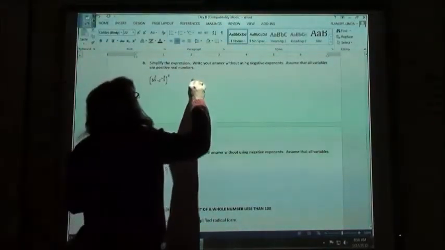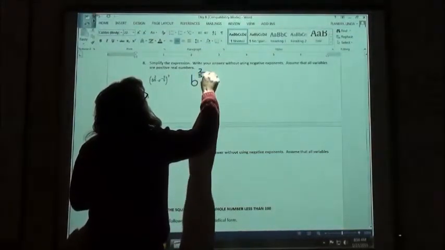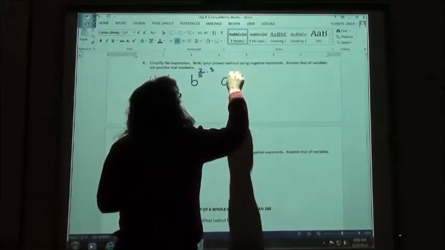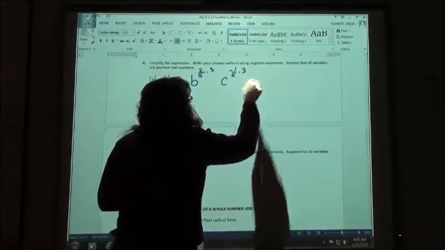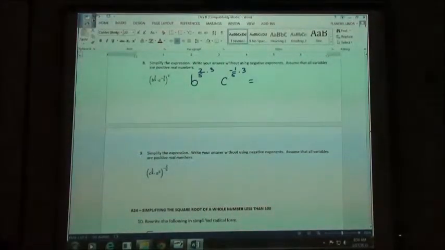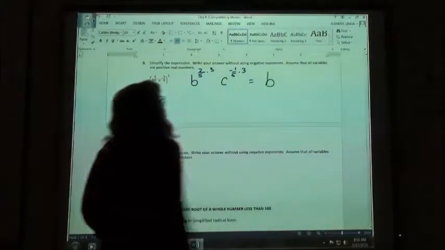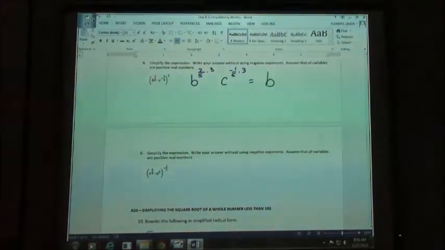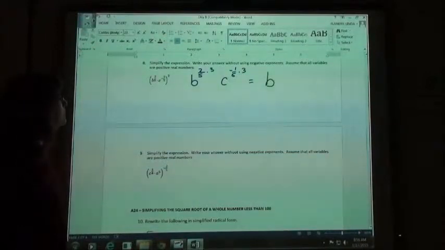So number 8, same thing. I'm raising to a power, so I'm going to multiply my exponents. So I'm going to have b to the 2/5 times 3, and then c to the negative 1/5 times 3. So what is 2/5 times 3?